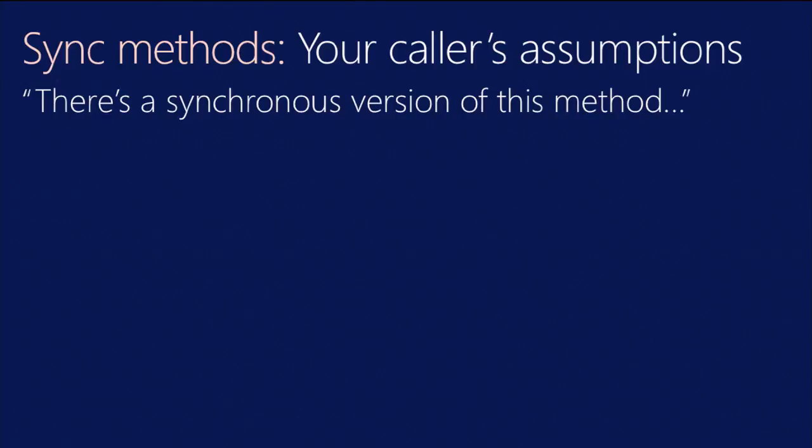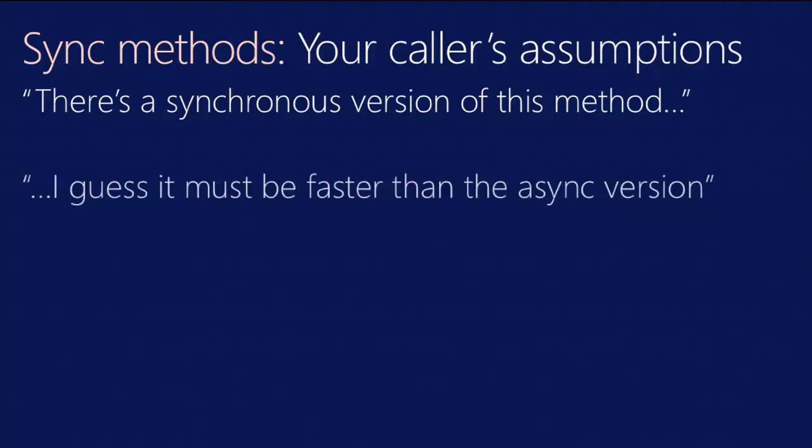A caller to your library is going to see this synchronous method. They see that this method has an async and a sync version. So they think, I guess the sync version must be faster than the async version. Why else would they define it? Otherwise, I would just call the async version. So it must be faster in some way. I guess I should use it.